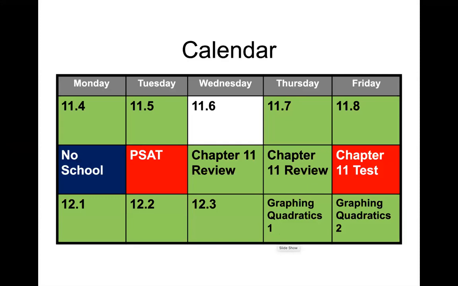The next day, we're going to do the chapter. Next 2 days, we'll do the chapter 11 reviews. Then we'll take the chapter test next week on Friday. We jump into chapter 12, the last chapter of the book. That'll bring us in. This is the first week of May. Second week, we'll finish chapter 12.